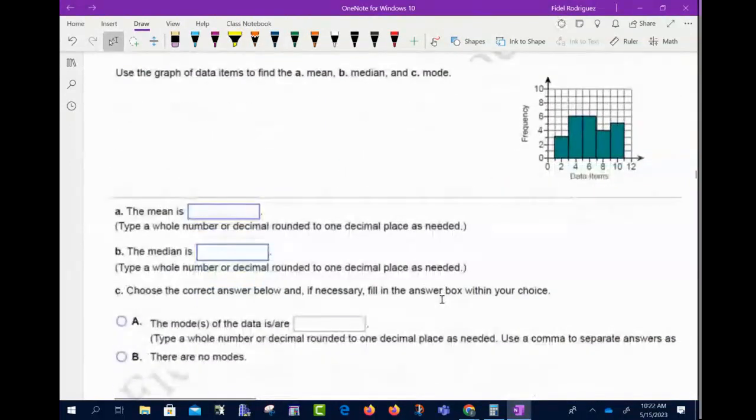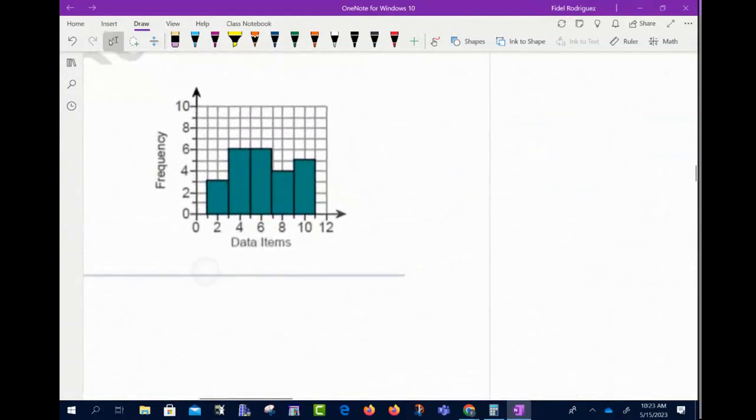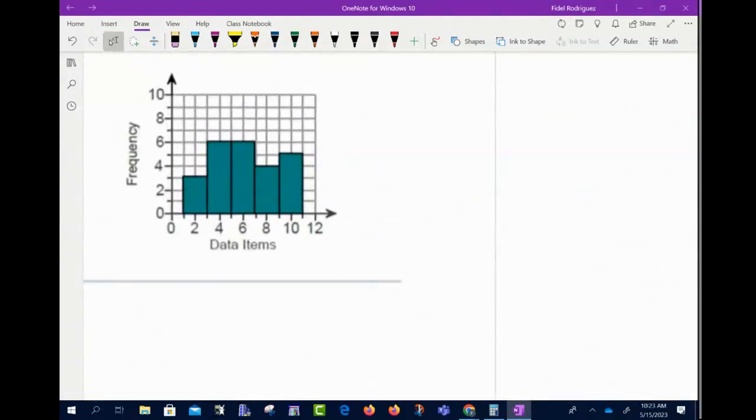Okay, so look, y'all, I got another problem dealing with mean, median, and mode here. We can do this problem the same way. Instead of being in that frequency table, we now have it in the histogram. So this is the number 2. How many 2s did we have? 3. How many 4s did I have? 6. How many 6s did we have? 6. How many 8s did we have? And how many 10s did we have?